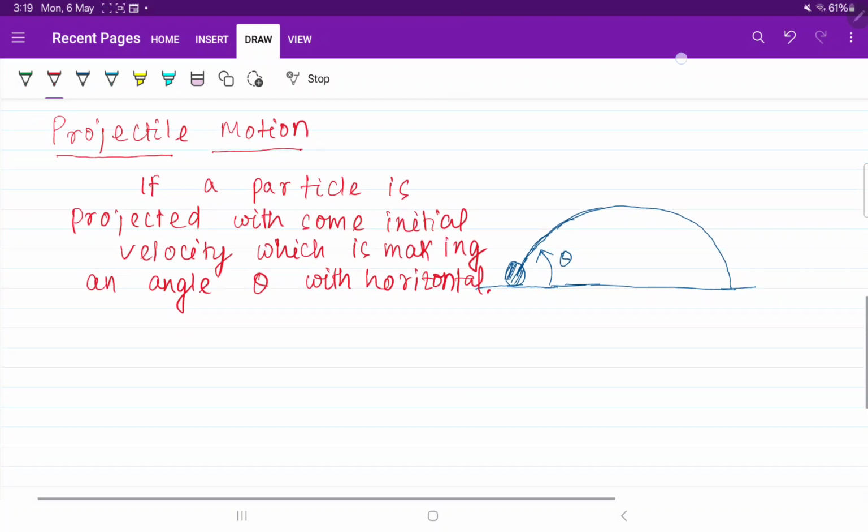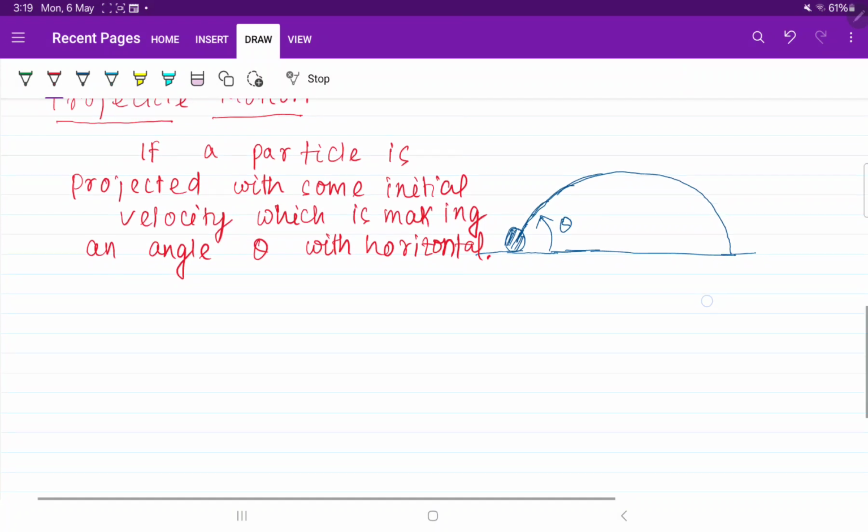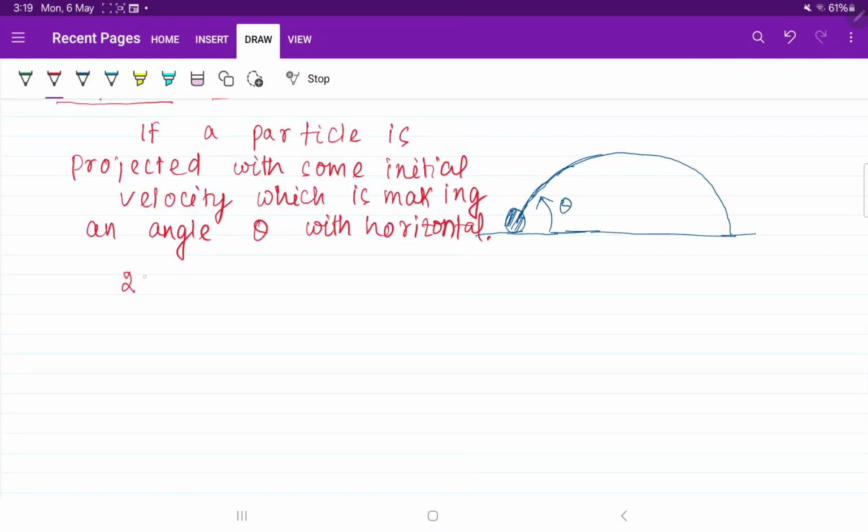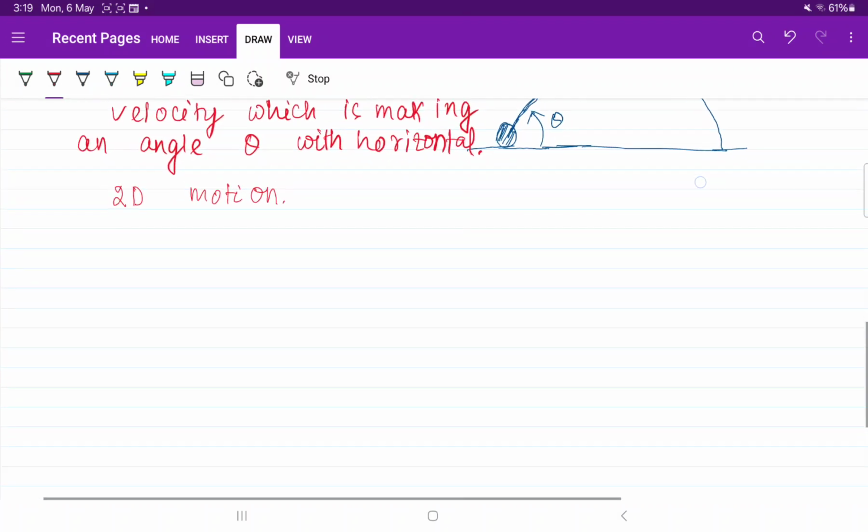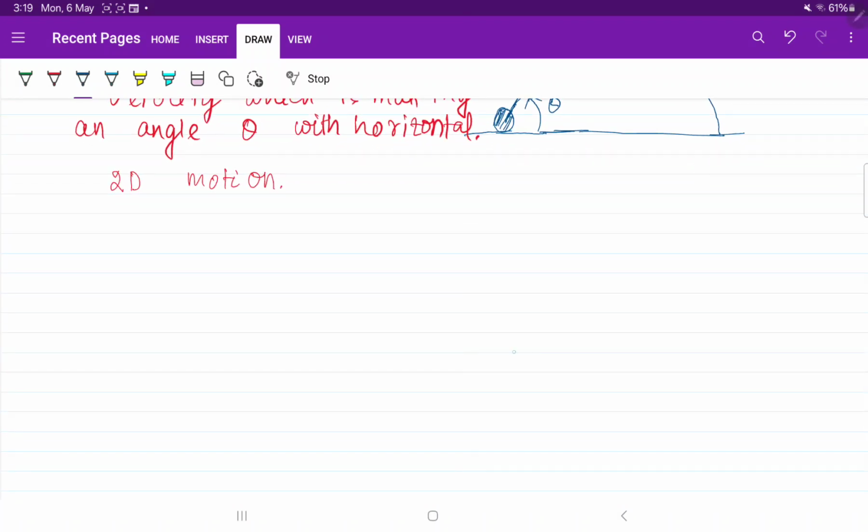Then the motion is known as projectile motion. So basically it is a two-dimensional motion, 2D motion. It means the motion takes place both in x direction and y direction. Let's simply first draw some coordinate system. Let this be the x axis and this is known as the y axis.